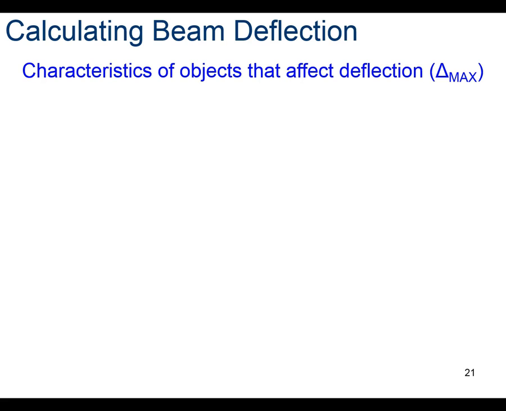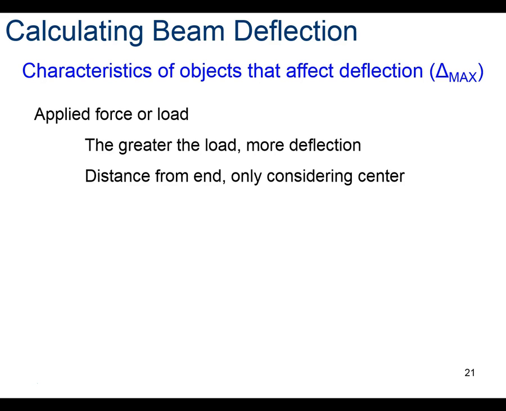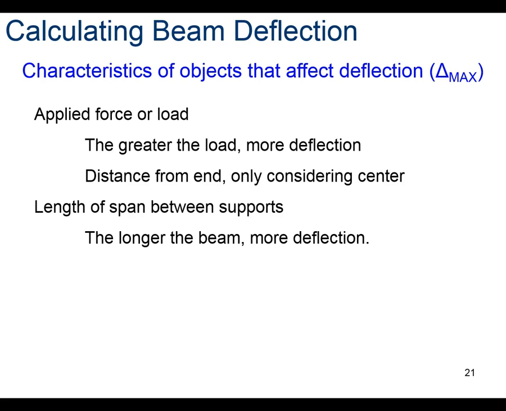Anyway, there are four factors which affect how much a beam will bend. First, the amount of force applied is important. The greater the force, the more the beam will deflect. It is also important where on the beam the force is applied. But for our class, we are only going to consider the simplest case where the force is applied in the center of the beam. Second, the length of the beam is really important. A long beam will deflect more than a short beam.